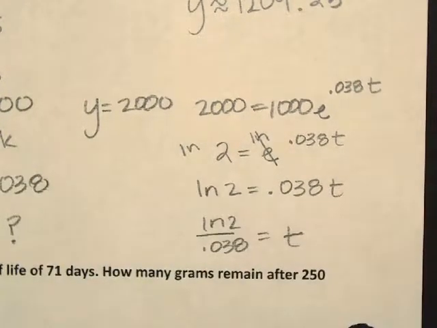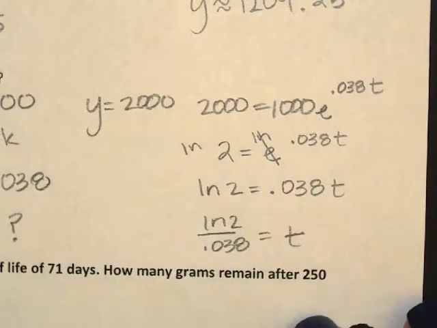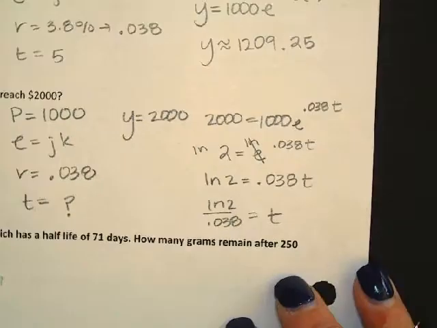And then I say it will take her ln2 divided by 0.038 years to have $2,000. No, that's weird. That's a weird way to answer. That is mathematically accurate, but awkward. Okay, so let's go ahead and type that in and see what it is.